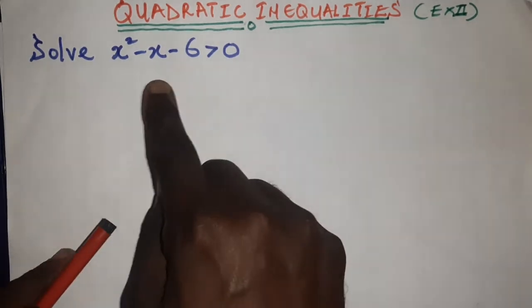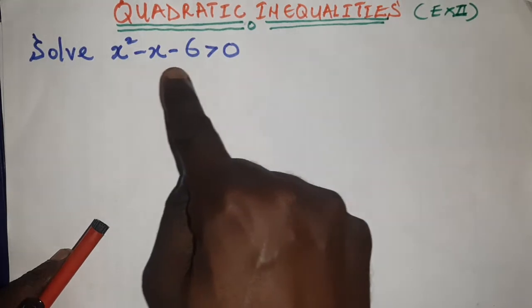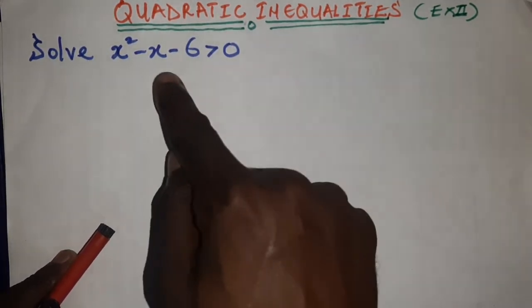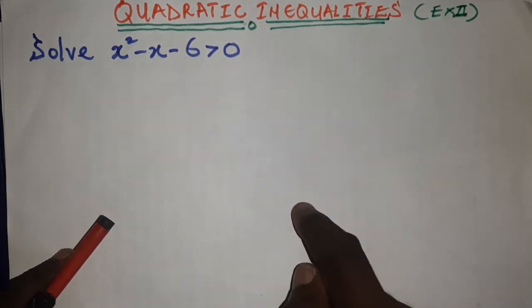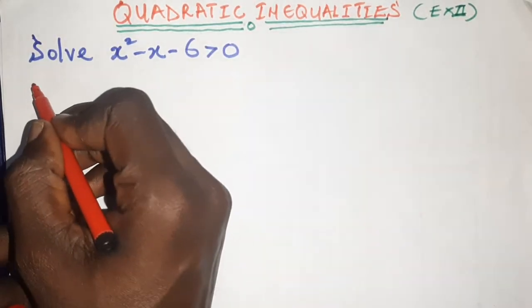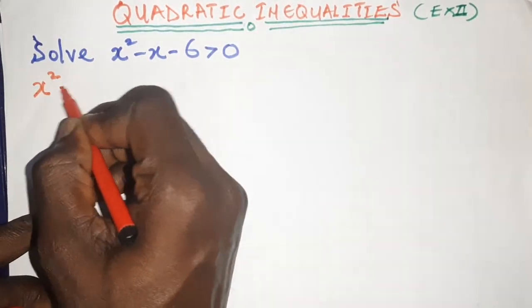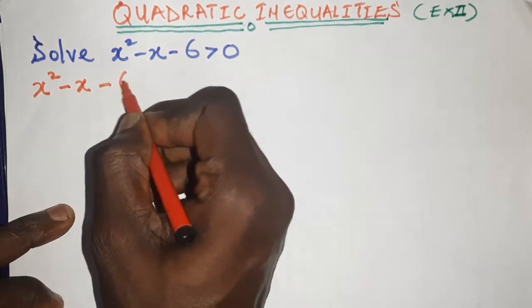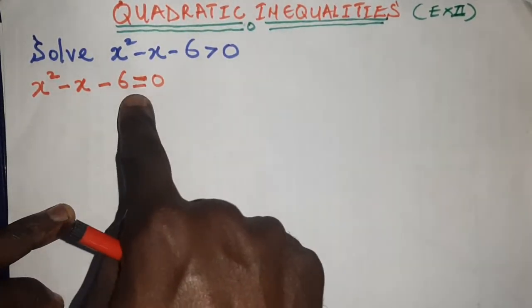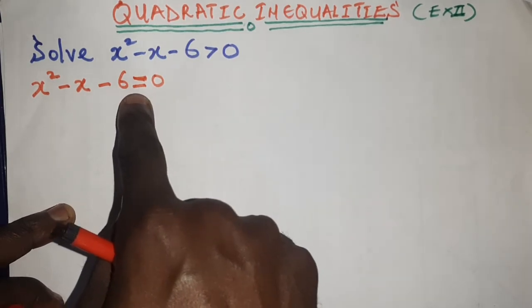So what you do here, they said solve x squared minus x minus 6 greater than 0. It means find the range of values that will satisfy this particular quadratic inequality. What you should do is first solve like a quadratic equation. So rewrite it this way: x squared minus x minus 6 is equal to 0. See, I've changed the sign to the equal sign.